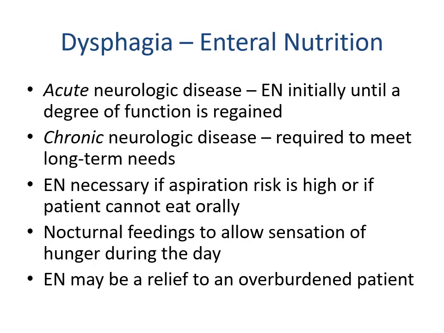For acute neurological disease, we're going to be using enteral nutrition initially until we determine what degree of function is going to be regained, after a strong rehab program. For chronic neurological disease, we're going to be looking at enteral nutrition to meet long-term needs. Enteral nutrition is necessary if aspiration risk is high or if the patient is unable to eat adequately orally. We may use nocturnal feeds to allow sensation of hunger during the day.